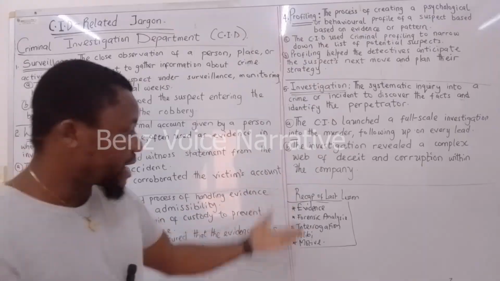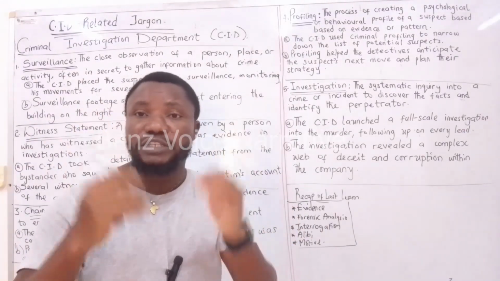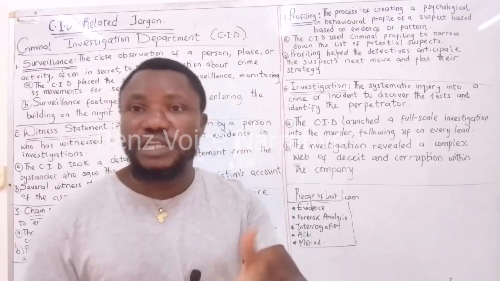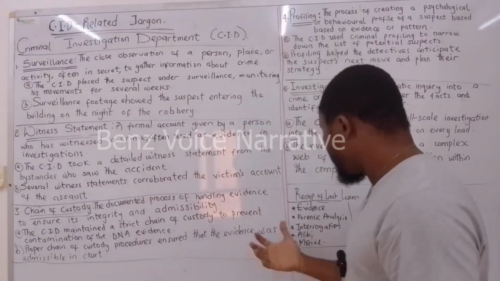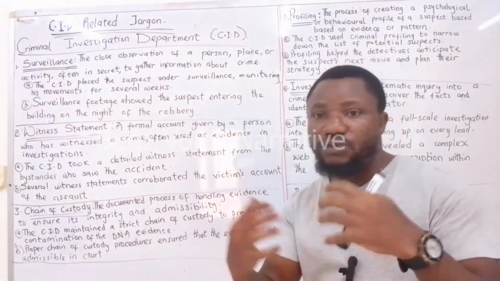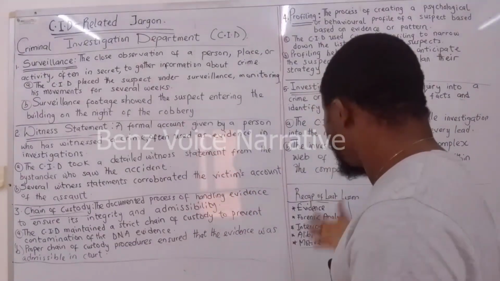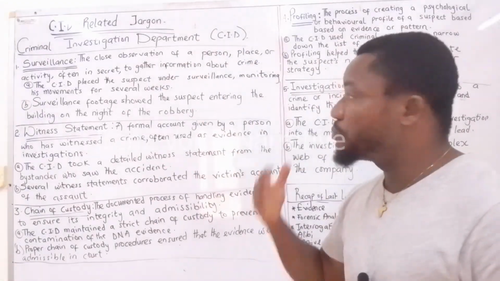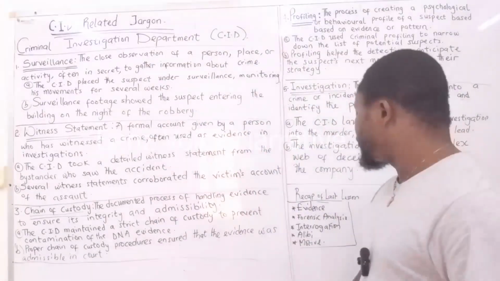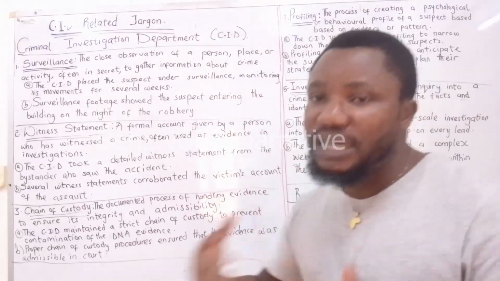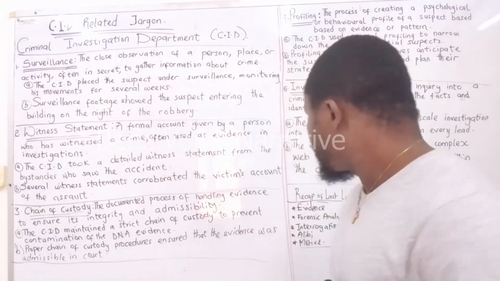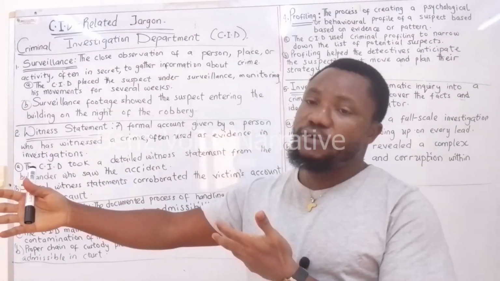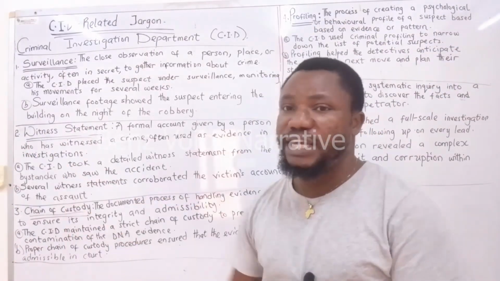And number three, we looked at interrogation. The word interrogation simply means questioning. So it's the process of questioning a suspect or a witness in order to gather information that will be useful to the CID personnel or the CID officer. Number four, alibi. Alibi is a claim by the suspect to say that they were elsewhere, in another location, where the crime was being carried out in another place.